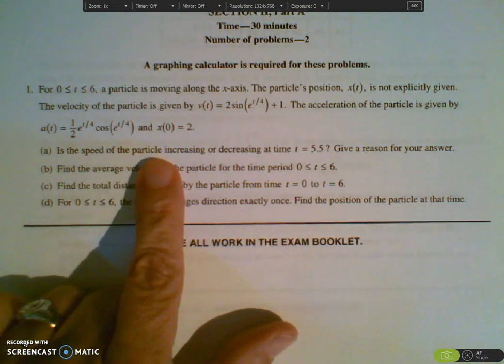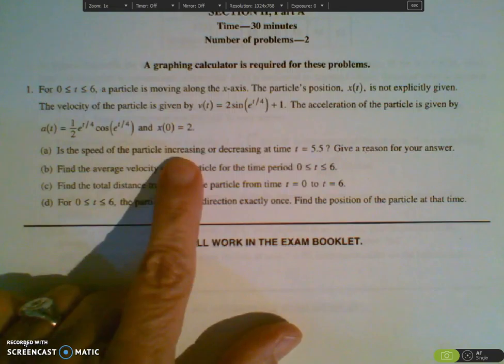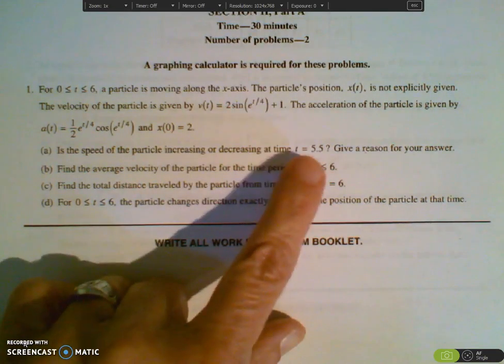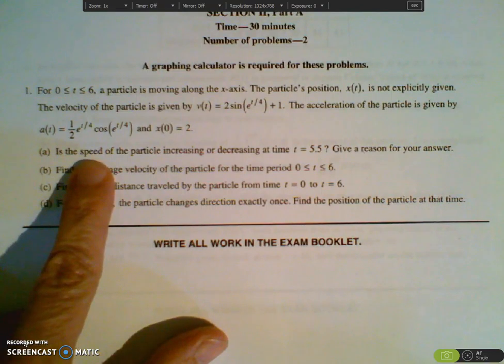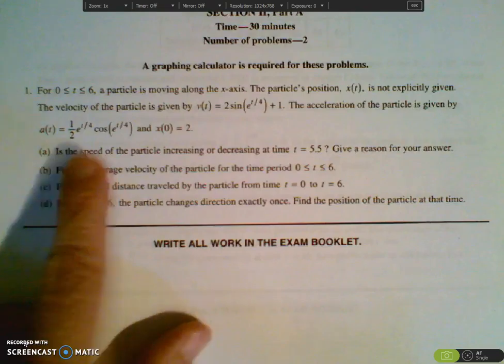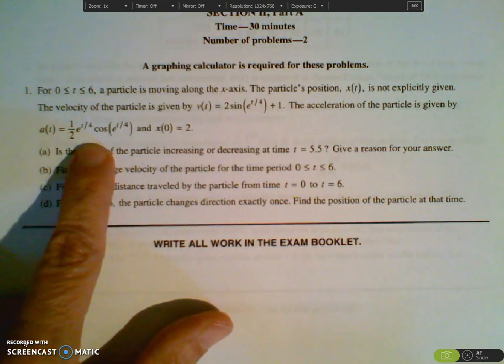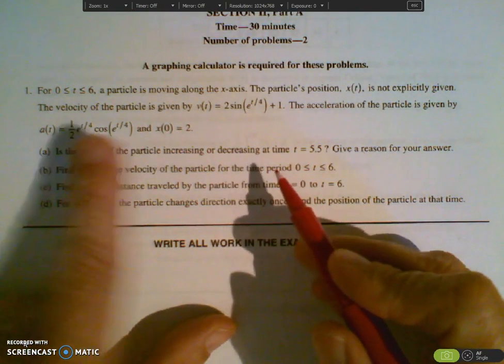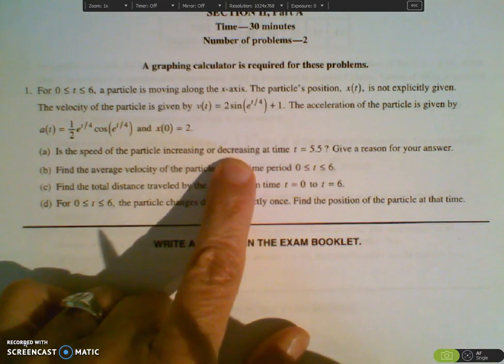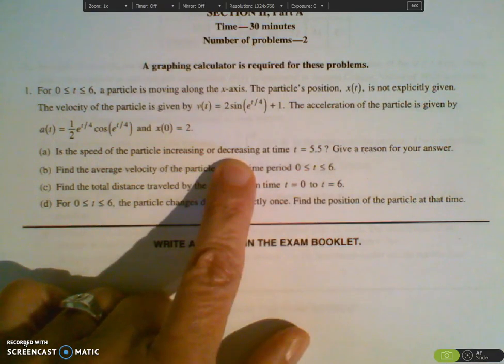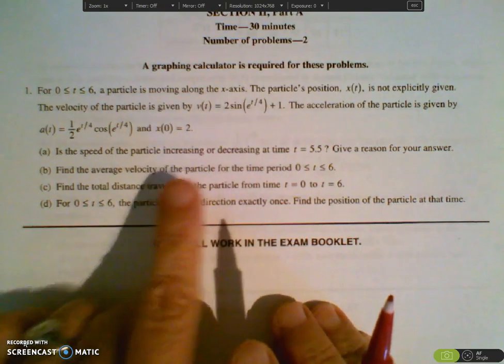Starting here with part A, it says, is the speed of the particle increasing or decreasing at time t equals 5.5? Well, in order to know if the speed is increasing or decreasing, you have to compare the signs of the velocity and the acceleration. If the signs are the same, the speed is increasing, and if the signs are opposite of each other, the speed is decreasing. So this one doesn't really involve taking a derivative or an integral. I'm going to skip that part.